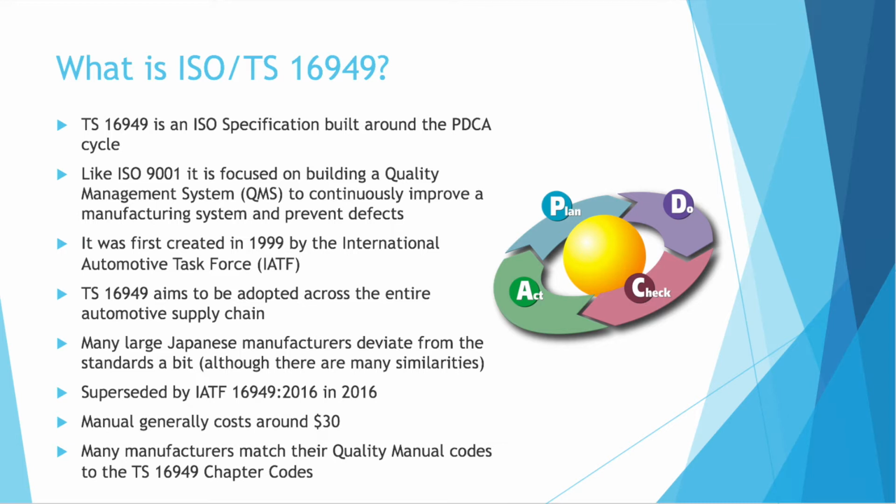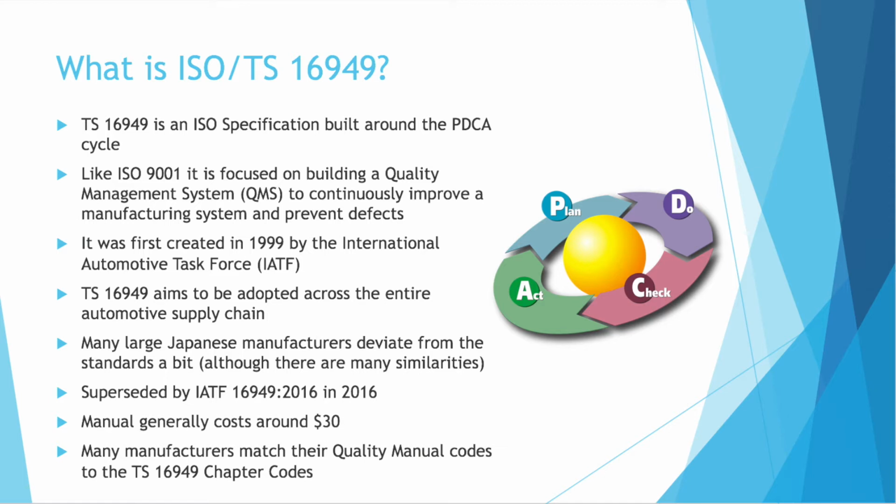Many large Japanese manufacturers deviate from the standards a bit, although there are still many similarities. In recent years, I just found this out, it was superseded by the IATF 16949 2016 standards, so it's now controlled by a different governing body. Typically, standards are reviewed every 5 years. This one, not only was it changed, but it switched organizations. The manuals for these, whether physical or electronic versions, are usually around $30, so they're not crazy expensive.